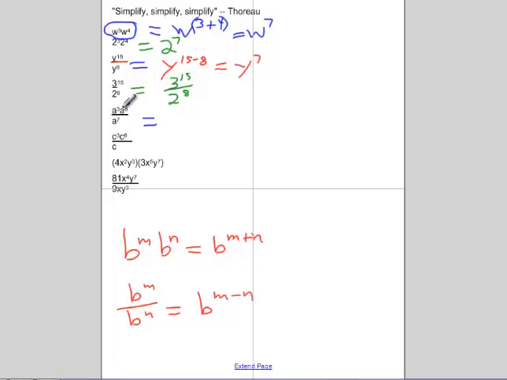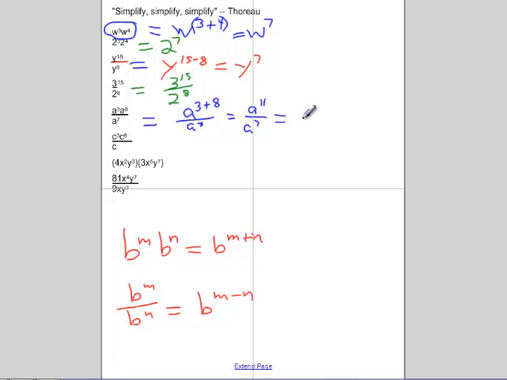A to the third power times a to the 8th power would be a to the 3 plus 8 power in our numerator, and then in the denominator it would be a to the 7th power. That then becomes a to the 3 plus 8, which is a to the 11th power over a to the 7th power. That didn't change in the denominator.